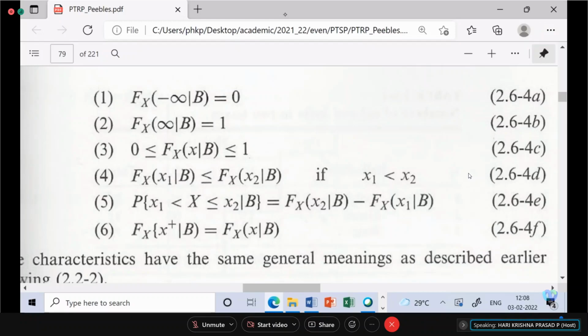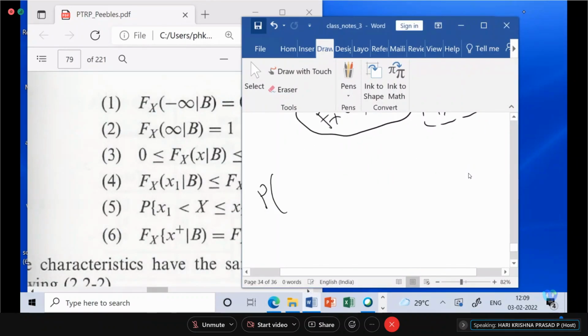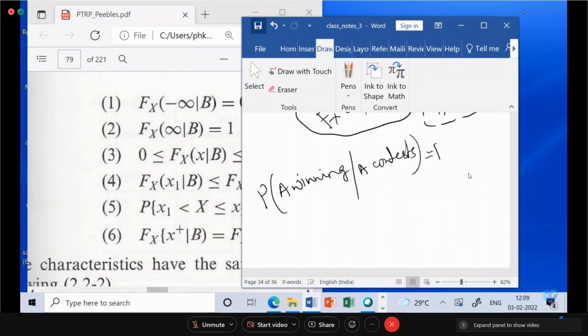It is given by the probability of A winning the election intersection A contesting in the election, divided by A contesting in the elections. Okay, are you able to get the probability of A winning given A contests? How do I get this probability? The probability that A wins as well as contests.